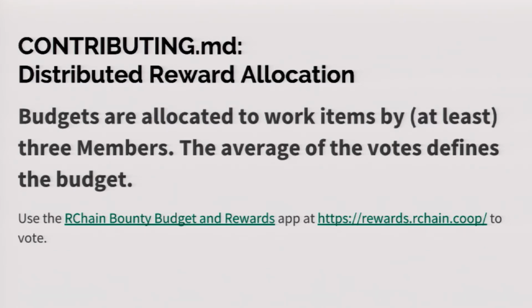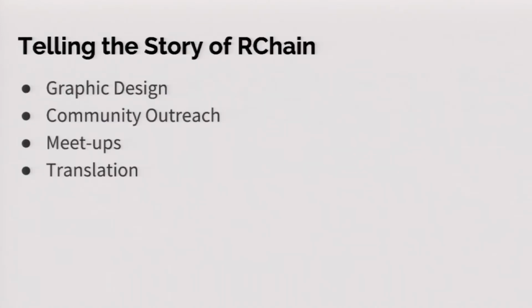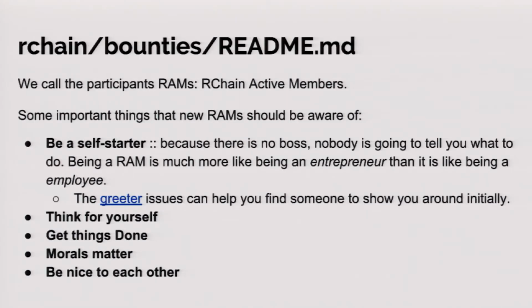So those were pretty good examples on the technical side, but half of the bullet points you had on whatever slide 4 or 7 or something, boom. Community outreach, meetups, graphic design, translation, some of those, the story of RChain, is that also kept up by Meta in her backlog of things to be bountied or rewarded? Or is that in another spot? Nope. Is it anywhere? Nope. Be a self-starter. Because there's no boss, nobody's going to tell you what to do. So if you got a great idea on how to tell the story of RChain, you submit it, and if other people think it's valuable, then you get rewarded.